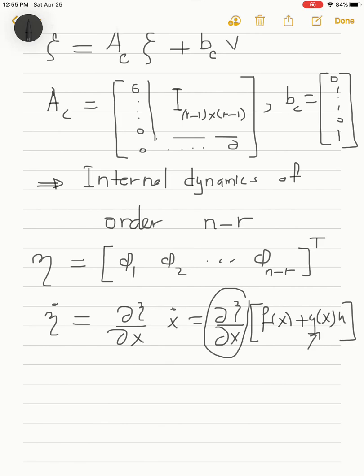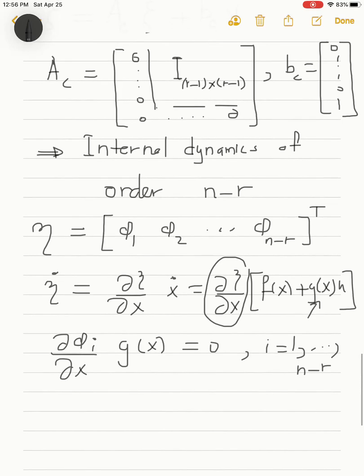Now I know that eta is composed of phi 1 up to phi n minus r, so each element of this vector has to satisfy that condition. So I will reach the condition that the partial derivative of phi i, the ith component of the vector eta, with respect to x times g of x has to be equal to 0, and that's for i equal to 1 up to n minus r. So this is actually the set of partial differential equations that we will use to find expressions for phi. At the same time, we can also conclude that the resulting state variable equation for the newly introduced variable eta would be the partial derivative of eta with respect to x times f of x. So that will give us the new state variable equations.